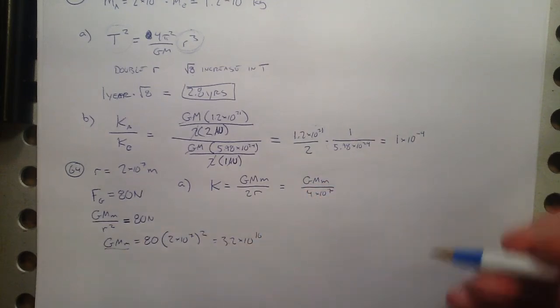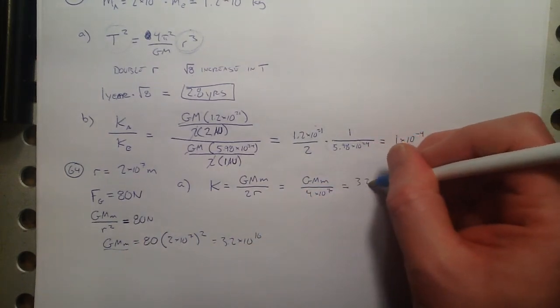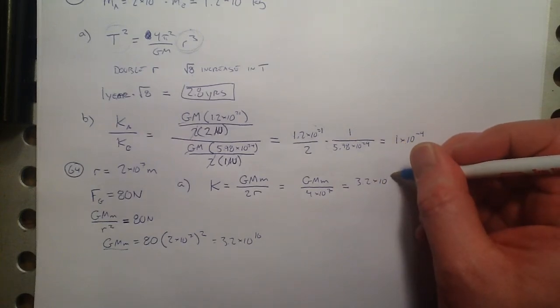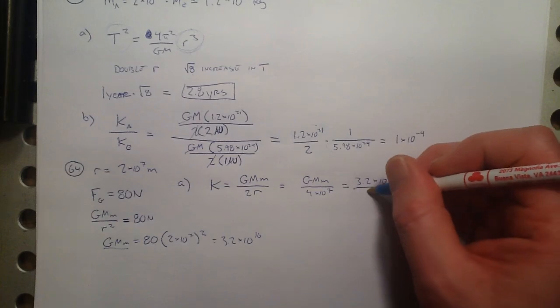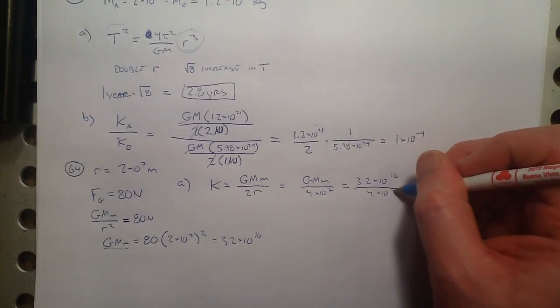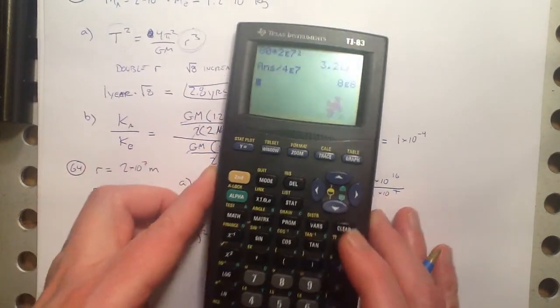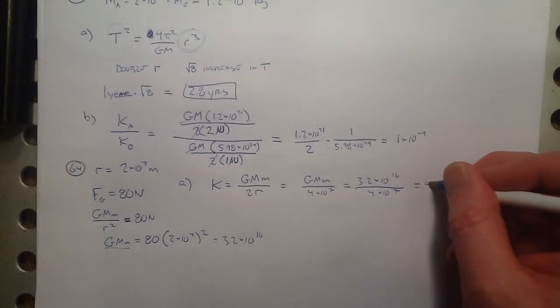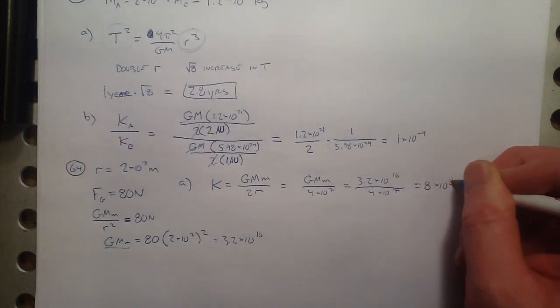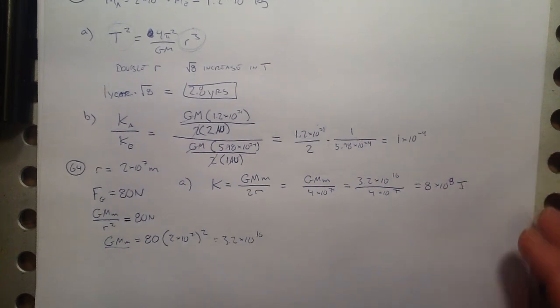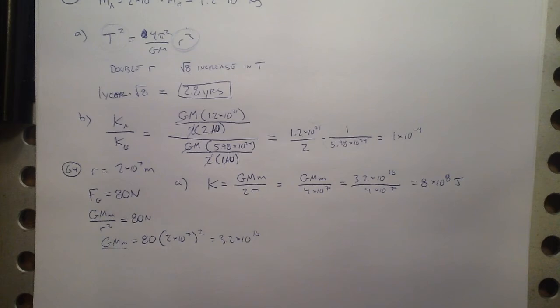That's what GMM is. So this is equal to 3.2 times 10 to the 16th over 4 times 10 to the 7th, which is 8 times 10 to the 8th joules. That's an interesting little problem, how we tweaked that, right?